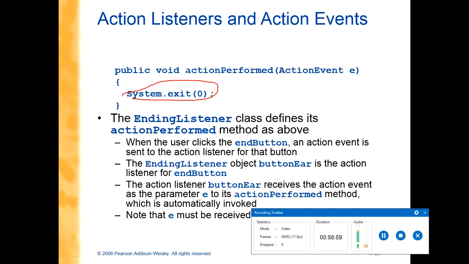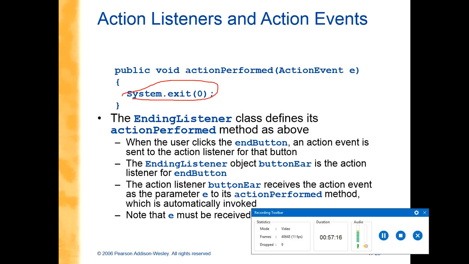So the ending listener class defines the action performed method as above. When the user clicks on the button, an action event is sent to the action listener. Then the ending listener object, button here, is the action listener for the end button.